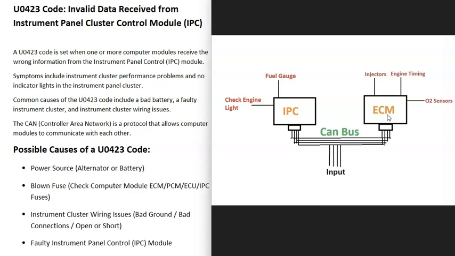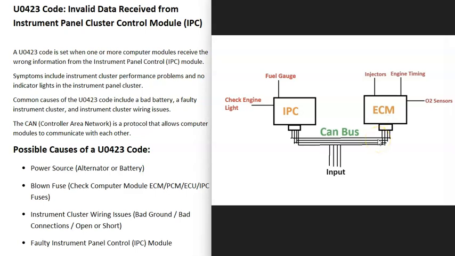An instrument panel control module, that's going to be controlling all the dashboard functions. So this would be things like turning on the check engine light, displaying the fuel gauge, things along these lines. But when you get a U0423 code, for some reason, the other computer control modules are trying to talk to the instrument panel control module, but it's not responding back with the right information. There's some kind of issue going on with it. And so it's going to have to be troubleshot to know why.